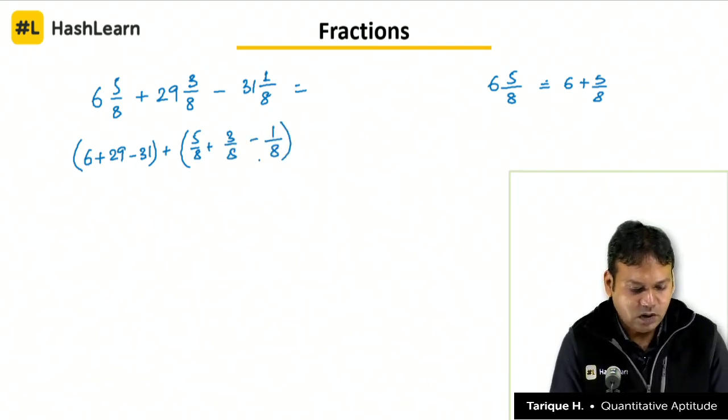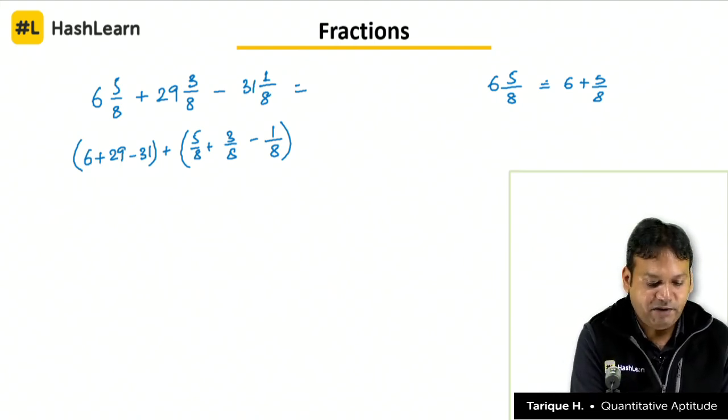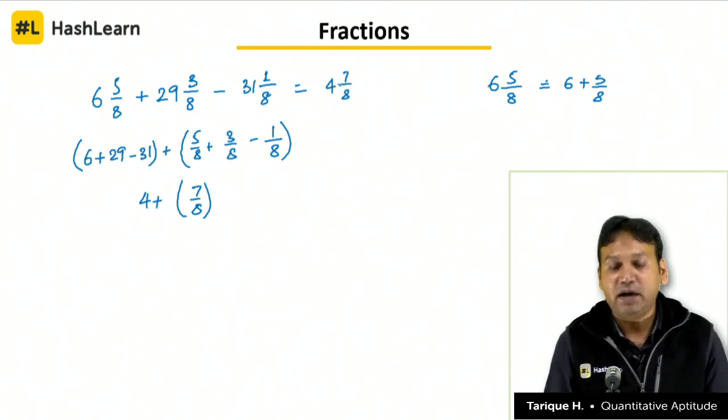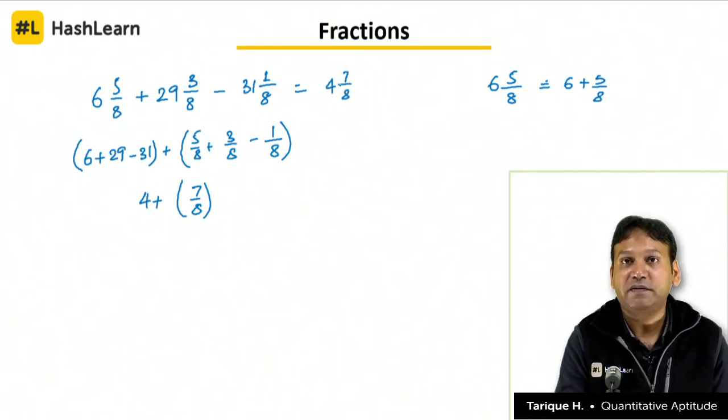Okay. So what will happen? 29 plus 6, 35 minus 31 is 4, and what do we get here? 5 plus 3 is 8, 8 minus 1 is 7, 7 by 8. So what is your answer? 4, 7 by 8. So you get a number of questions based on these mixed fractions.